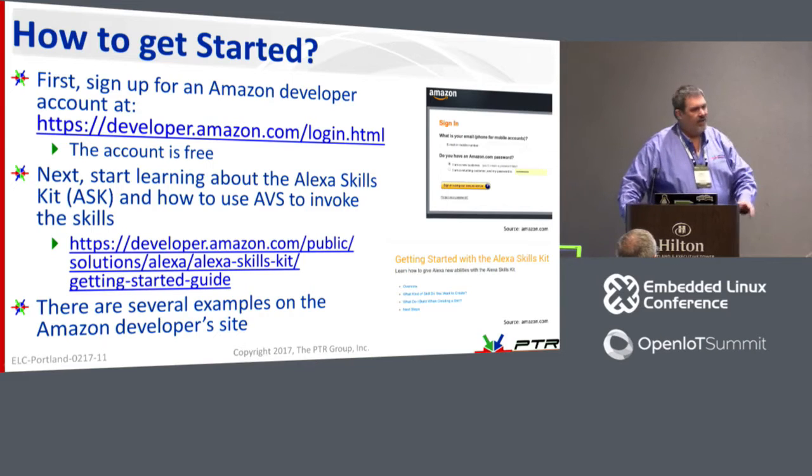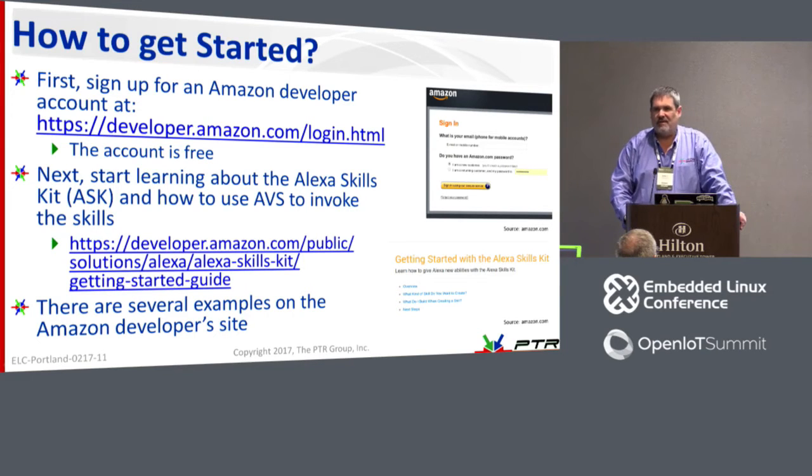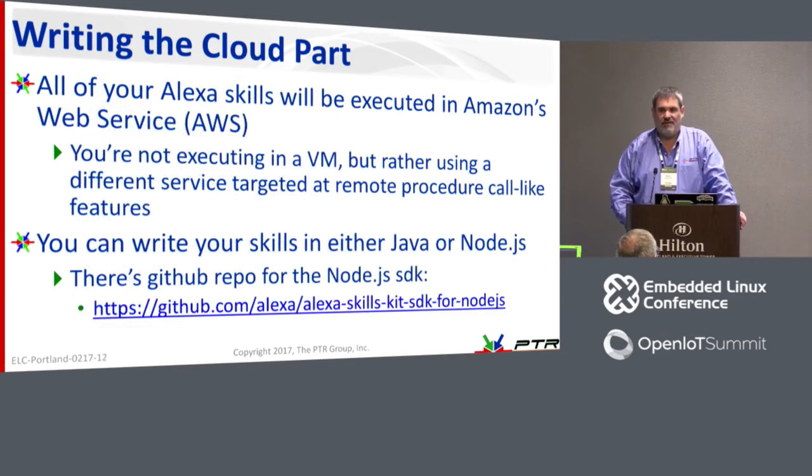There are, fortunately, several different examples of skills on the Amazon developer site. As I say, there's now several thousand of these things that have been developed, and they range anywhere from, you know, using a Philips Hue light bulb. That's one of the options. You can control the Nest thermostat. You can order pizza from Domino's. You can get Uber. There are lots of these different skills that they have connected, and all of them seem to be operational at this point, and people are using them.